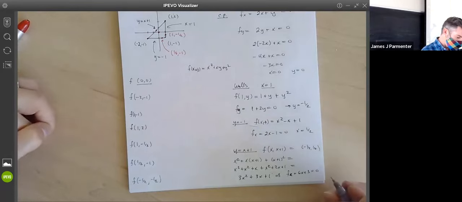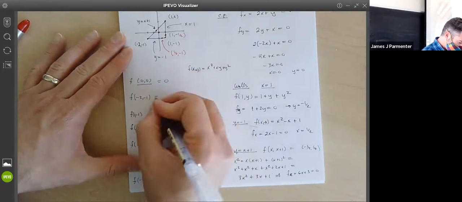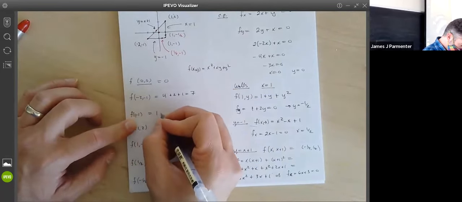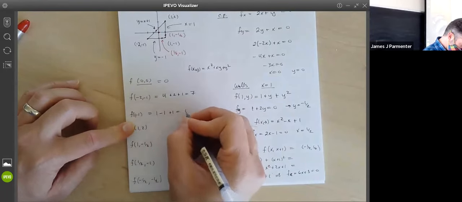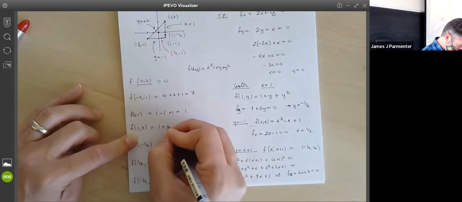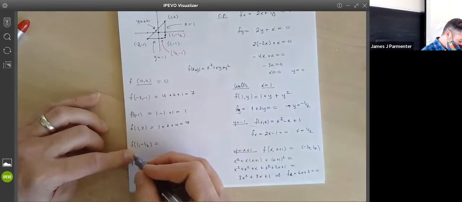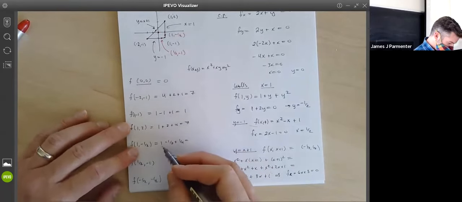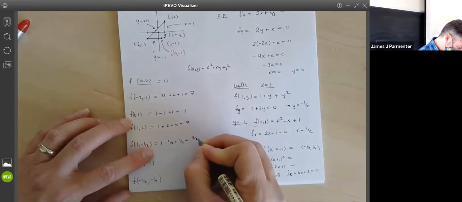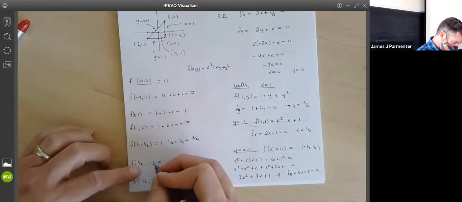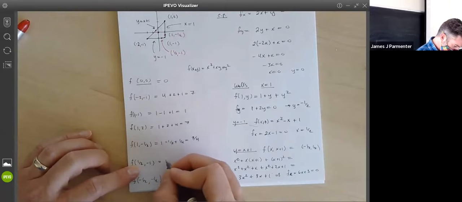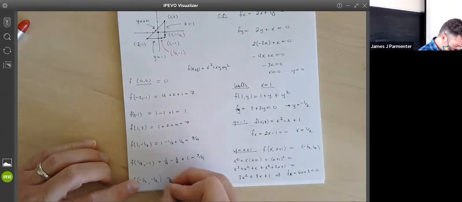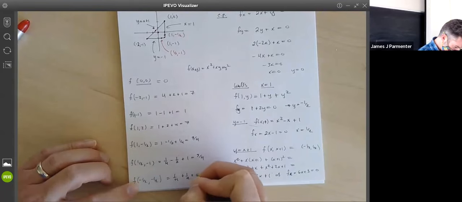I'm just thinking there's a way to make this easier, but no, it's not necessary. f of 0, 0 is going to be 0. Then it's going to be 4 plus 2 plus 1. This one's going to be 1 minus 1 plus 1. It's going to be 1 plus 2 plus 4. Now things are a little harder. It's going to be 1 minus 1 half plus 1 fourth, which is 1 minus 2 fourths plus 1 fourth, which is 3 fourths. And then we're going to have about the same: 1 fourth minus 1 half plus 1, which is also 3 fourths. And finally, for negative 1 half, 1 half, we get 1 fourth plus 1 fourth plus 1 fourth.